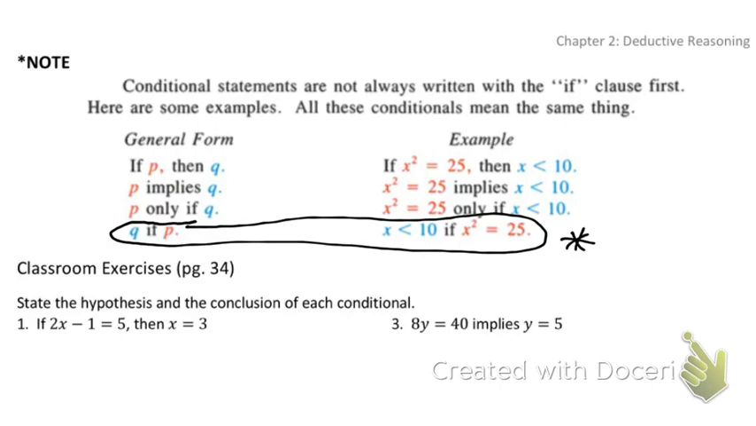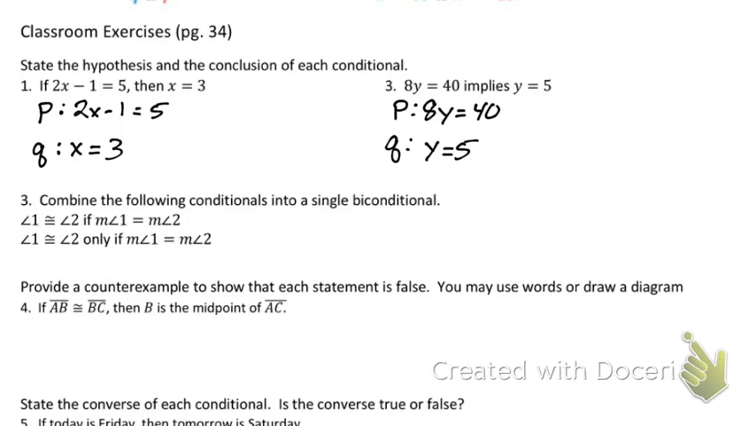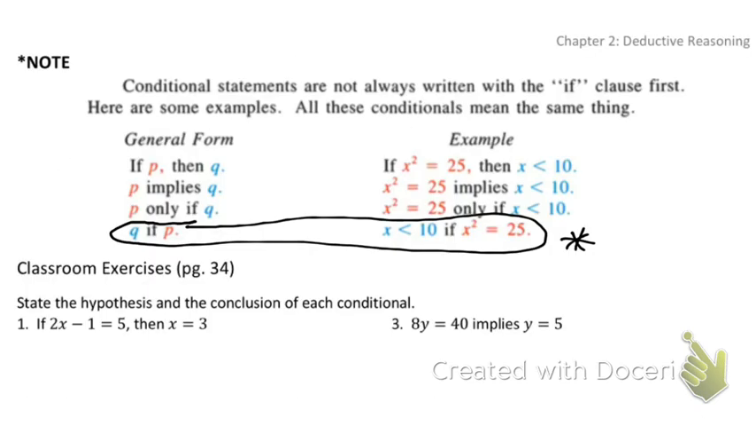Does that make sense? Are you okay with that? Sure. You sure? Sure. Okay. So even though it says implies in it, it still works as if 8y equals 40, then y equals 5. The only time you have to worry about your hypothesis coming second is if there's just the word if in between.